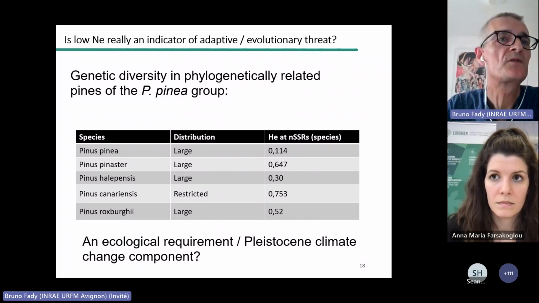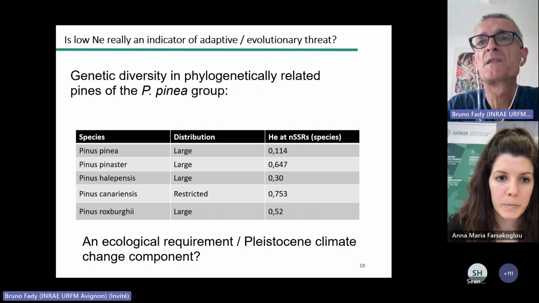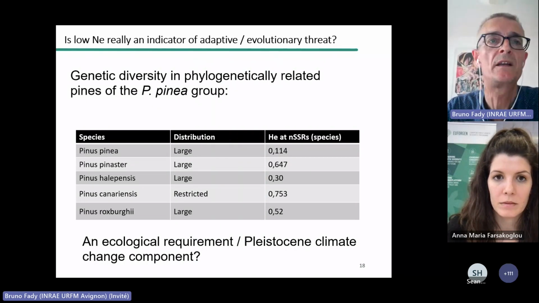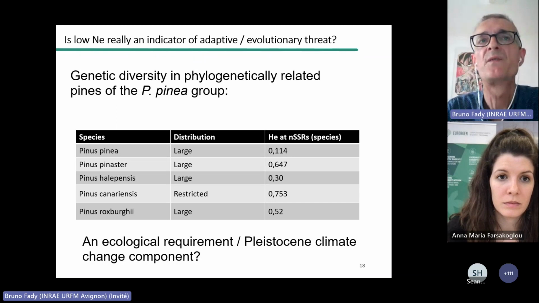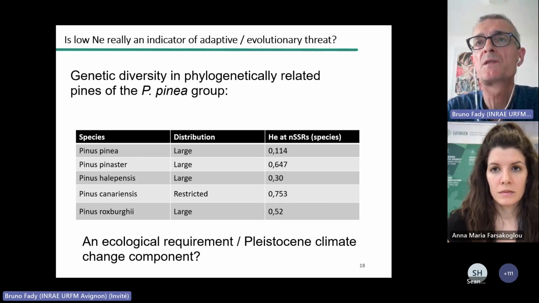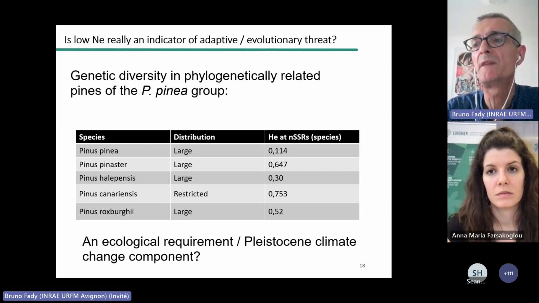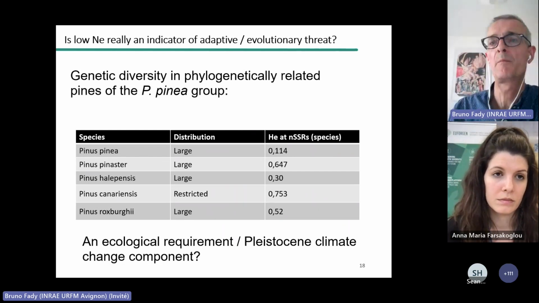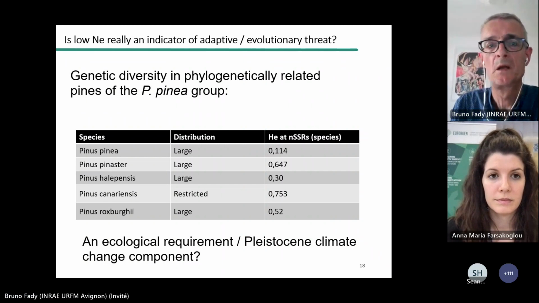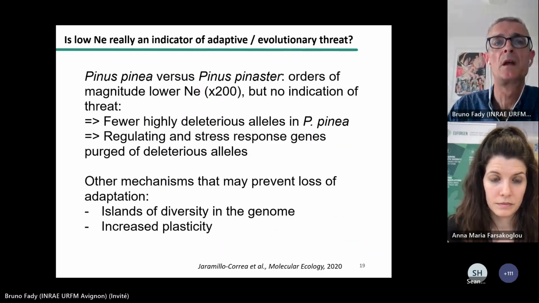Perhaps it also has to do with ecological requirements and the fact that in Europe, the Pleistocene climate changes have affected very strongly populations and species that grow at low elevation and are very thermophilic, like Aleppo pine and the umbrella pine. Something to think about.